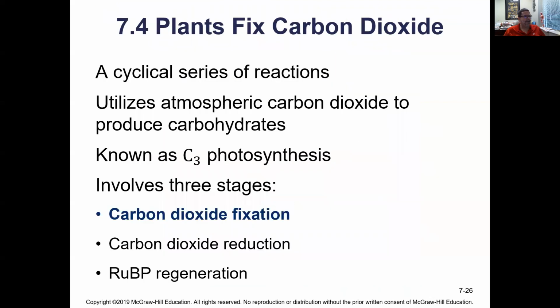Okay, now we're going to look at the Calvin-Benson cycle, where we're going to do carbon dioxide fixation. That's where we bring it into the plant, right? And then we're going to have carbon dioxide reduction, and then ribulose bisphosphate regeneration.